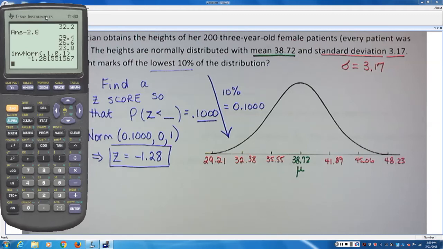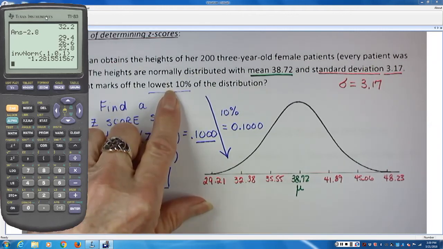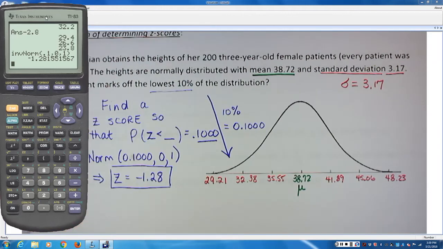Yes, ma'am. What process is this supposed to use, the inverse norm or the normal CDF? Because it gave us a percentage. Anytime they give you the percentage, the probability or the area, then it's inverse norm. If they ask you for the area, then it's normal CDF.